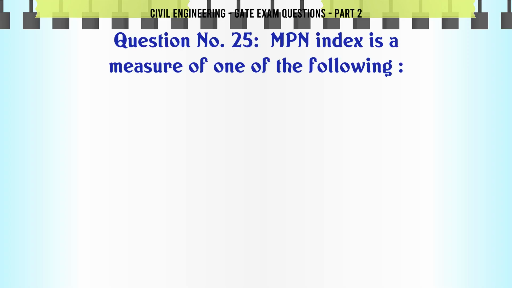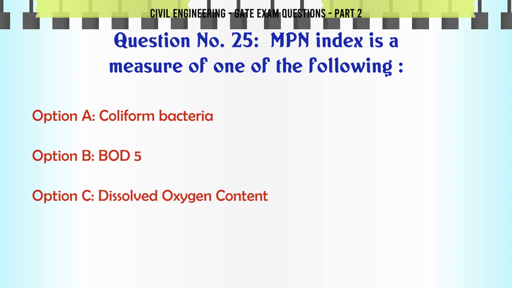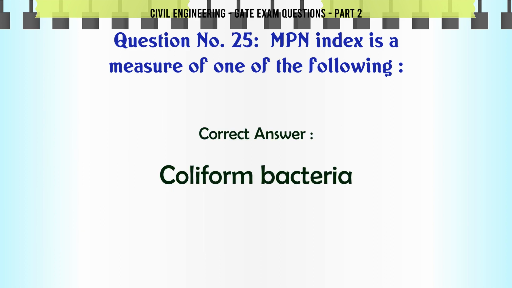MPN index is a measure of one of the following: A. Coliform bacteria. B. BOD5. C. Dissolved oxygen content. D. Hardness. The correct answer is coliform bacteria.